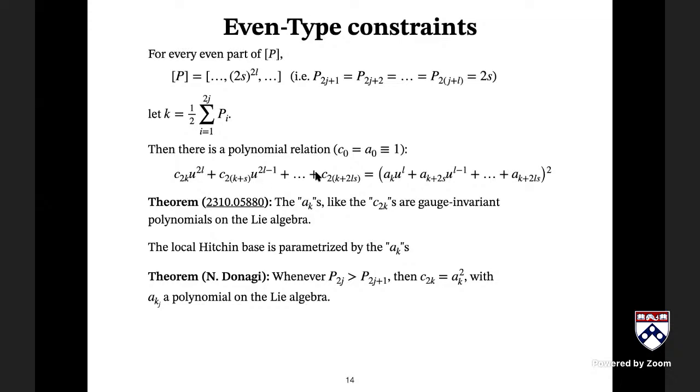And so you're again just using C's as your coordinates on the Hitchin base. But more generally, when you're not at the beginning of the partition, if you're just at some random location in the partition and you have an even part, you can't solve for the A's in terms of the C's. The A's are the non-redundant parameters, and we should really, if we're being sensible, use them as the parameters to parameterize the Hitchin base rather than the C's.